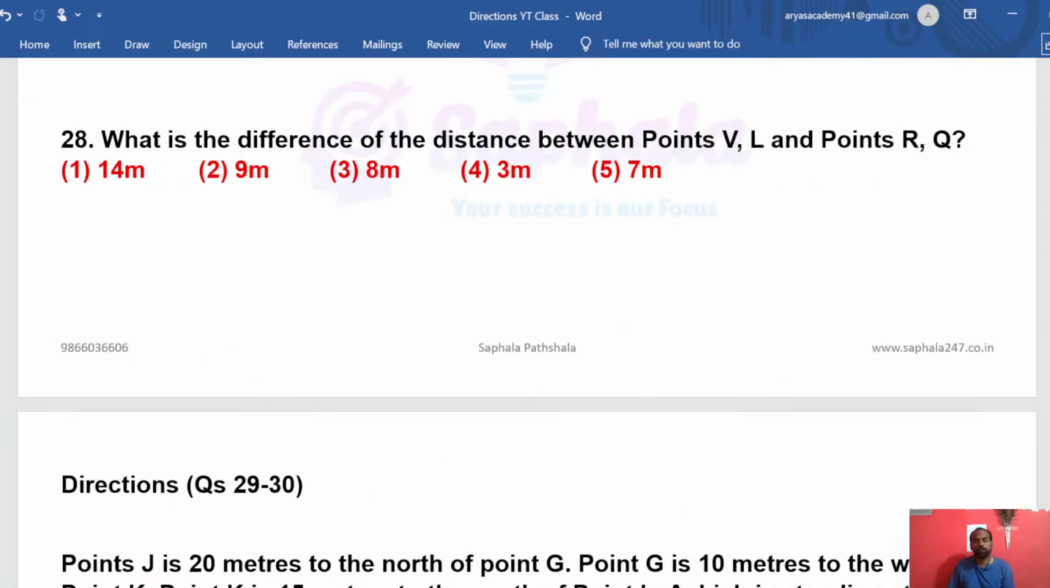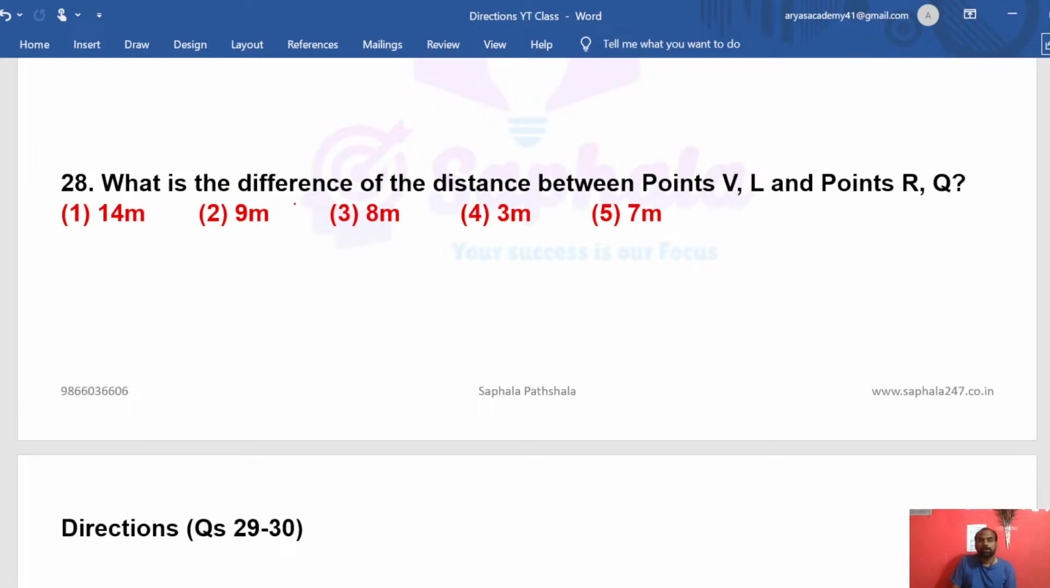I think now you would easily understand it. So now what is the difference? Difference in the distance between which points? Points V and L, R and Q. So first of all calculate the distance between V and L, and then calculate the distance between R and Q. Then you find the difference.